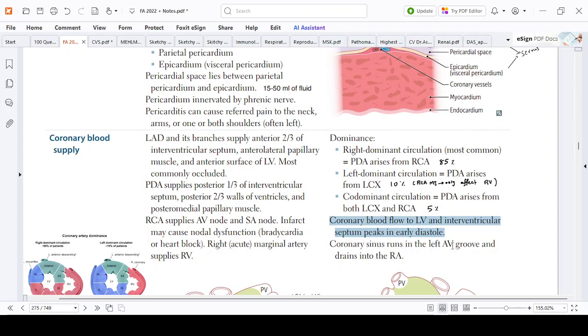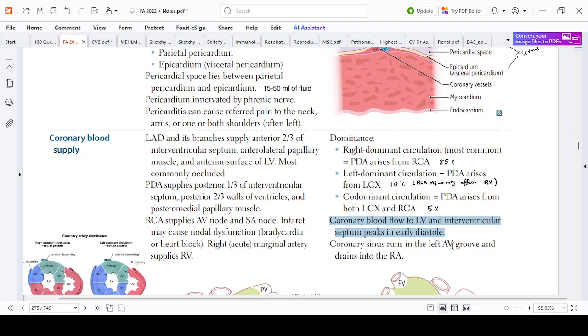Within the coronary sinus, so the coronary sinus basically runs in the AV groove, and it finally drains into the right atrium, and it contains the most deoxygenated blood of the heart.